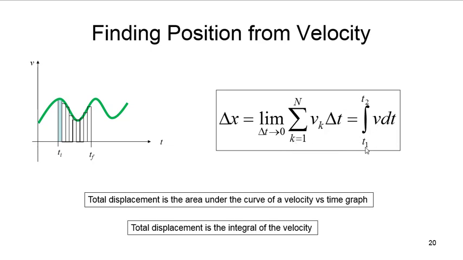And that's the same thing as taking an integral. So another way to think about the total displacement is that it's the integral of the velocity. Now this is total displacement. It's not the final position. It's just the displacement. If you want the final position, you have to be told what the initial position is.